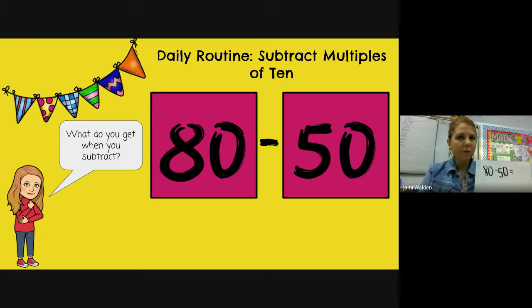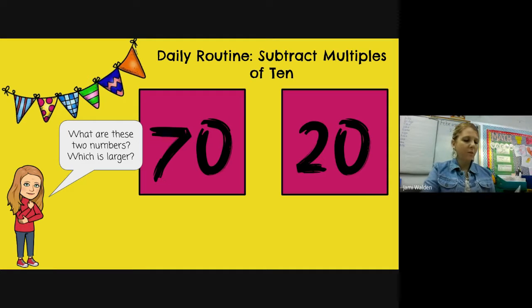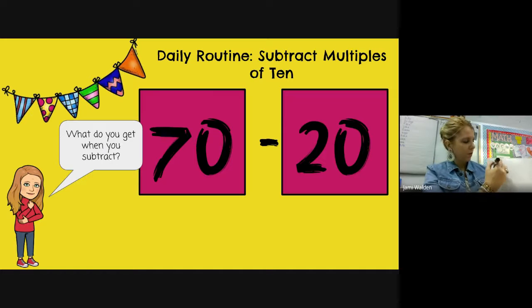That's an awfully big number to subtract. What can I do? I look for the little fact. 8 minus 5. What is 8 minus 5? 3. Put on the 0, and I have 30. What about these? What are these 2 numbers? 70 and 20. Good. If I want to subtract, 70 goes first. So I would have 70 minus 20. I would look for the little fact. 7 minus 2. 7 minus 2 is 5. Put on my 0, and my answer is 50.